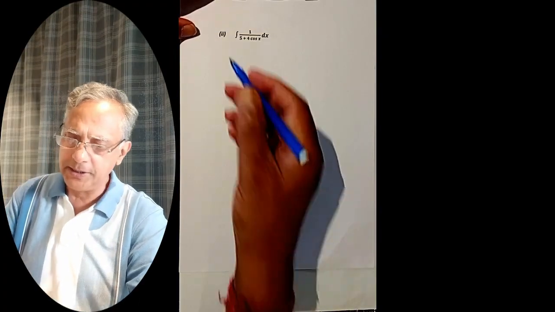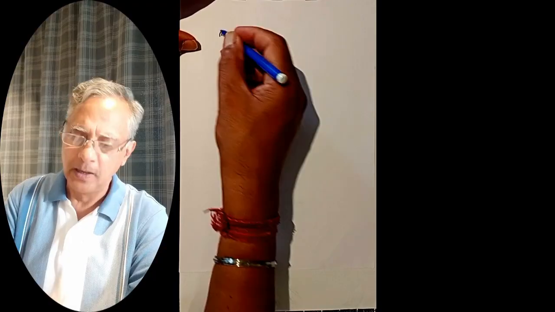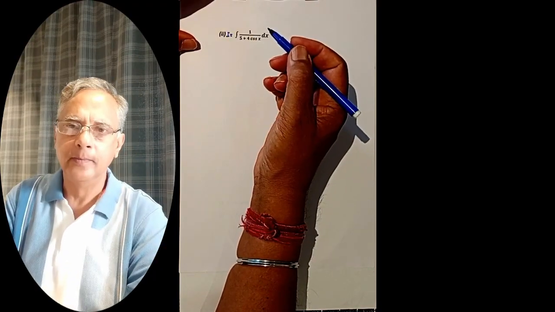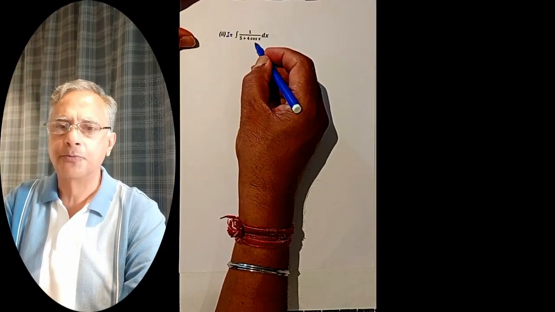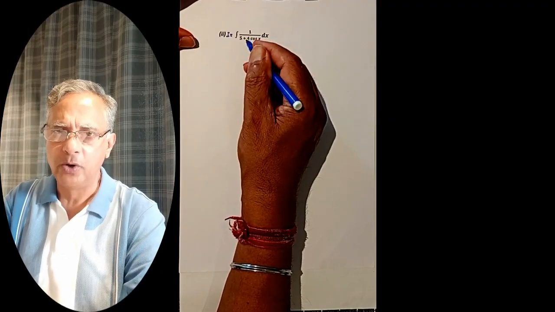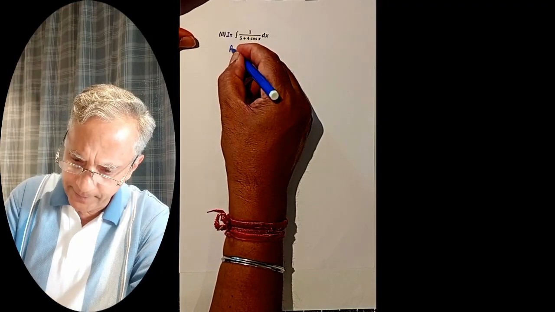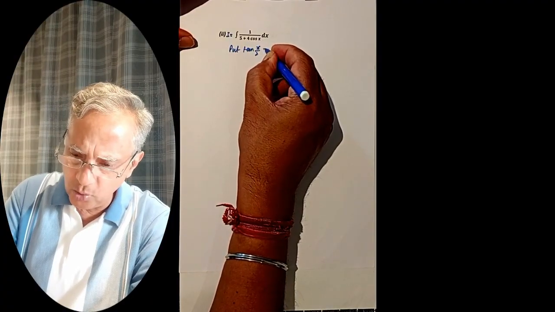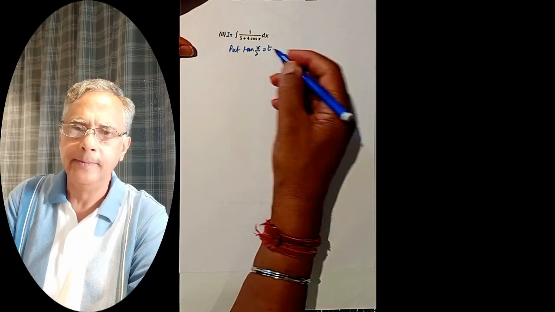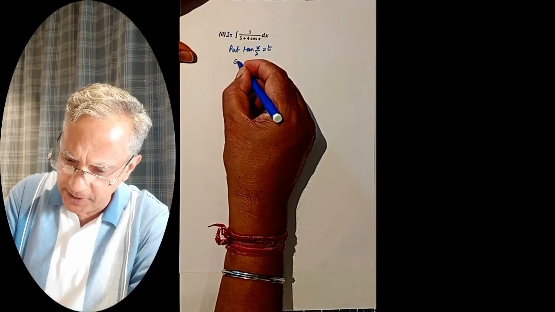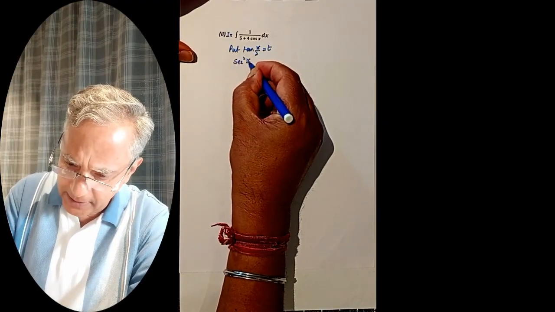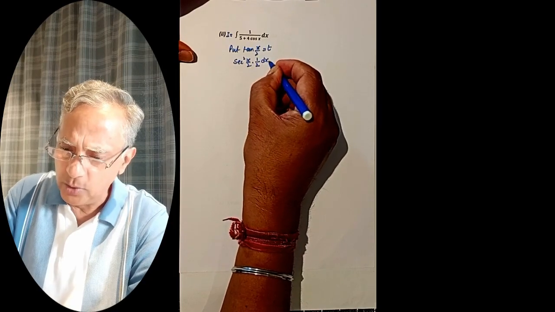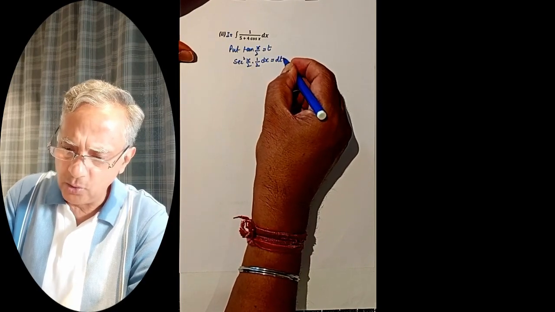Now next question is this. Let this be equal to I. Now again we will substitute tangent x by 2 equal to t. Put tangent x by 2 equal to t. So differential of this will be secant square x by 2 into differential of inner function, which is 1 by 2, dx is equal to dt.